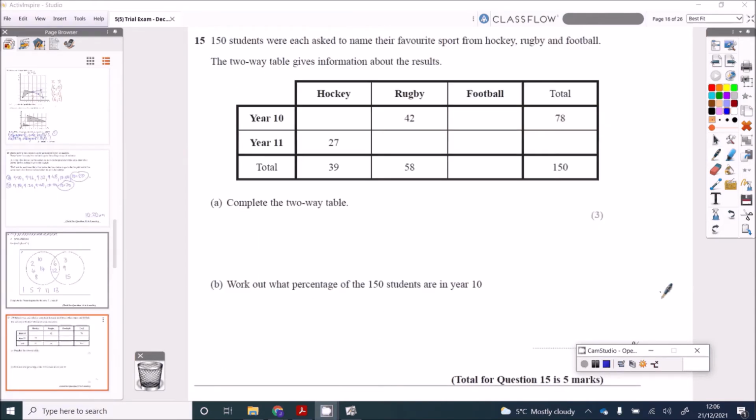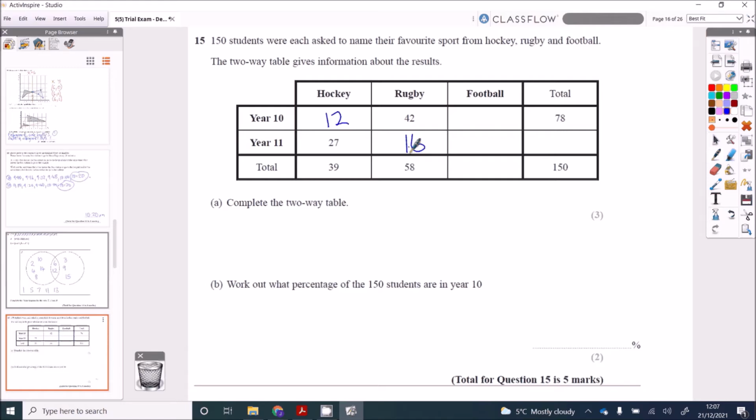Question 15. Now to start off, we need to complete the two-way table. So let's look at the hockey column. There are 39 students who play hockey in total. 27 of them are in year 11. So obviously the rest must be in year 10, so that's going to be 12. That's just 39 take away 27. Now, with the rugby, 42 are in year 10, 58 altogether. So the year 11s must be 58 take away 42, which is 16.